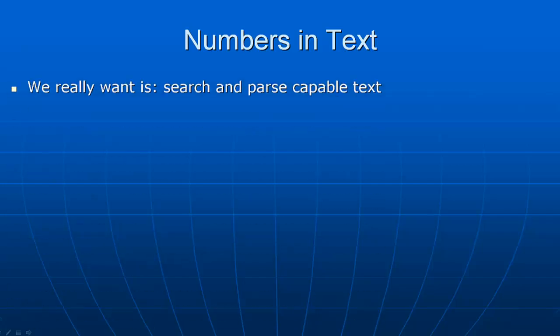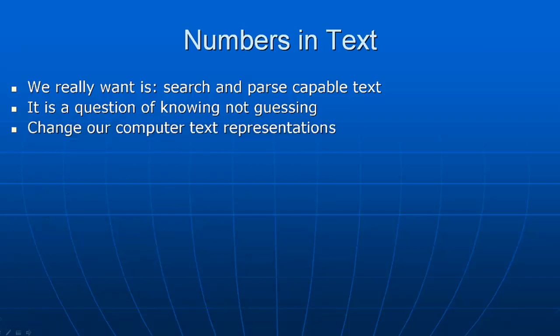So what we really want is numbers in our text to be searchable and parsable. I need to know that that's a number. It would be nice, from the computer standpoint. For humans, we overlook these little trivial capabilities. But for the computer, it's very, very important. And it's a question of knowing, not guessing. We don't want to guess. We don't want the computer to guess. And so we want to come up with ways that we can do this. So we want to change our computer text representations.